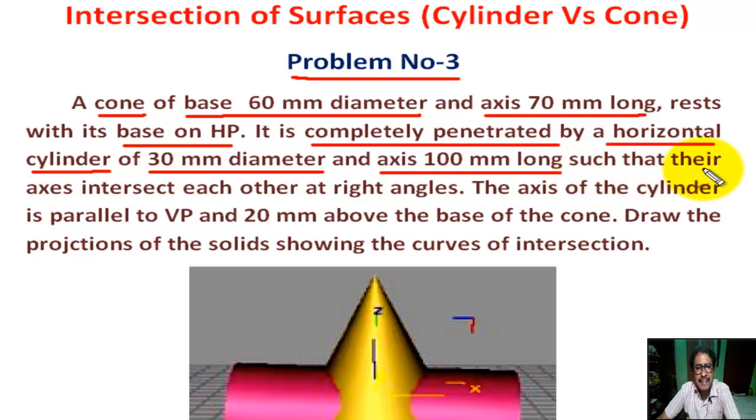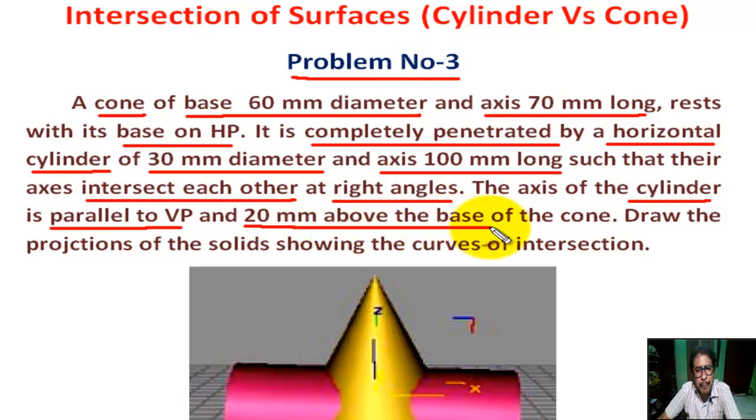such that their axes intersect each other at right angles. The axis of the cylinder is parallel to VP and 20 mm above the base of the cone. Draw the projection of the solid showing the curve of intersection.